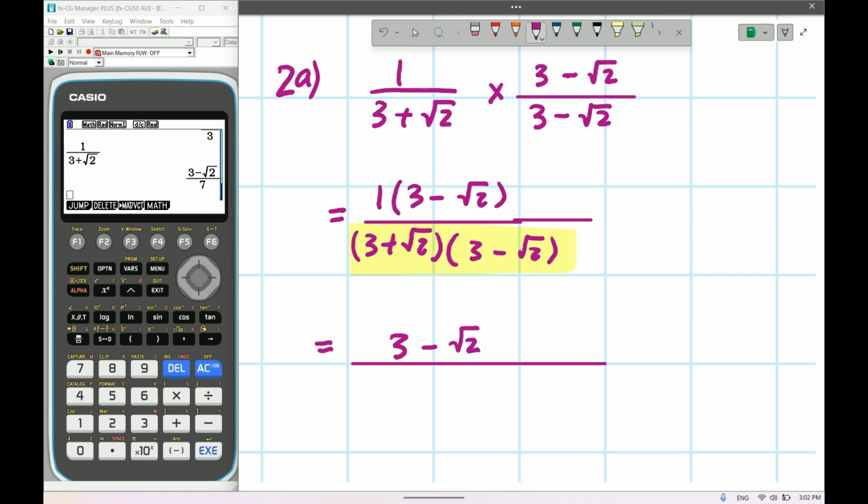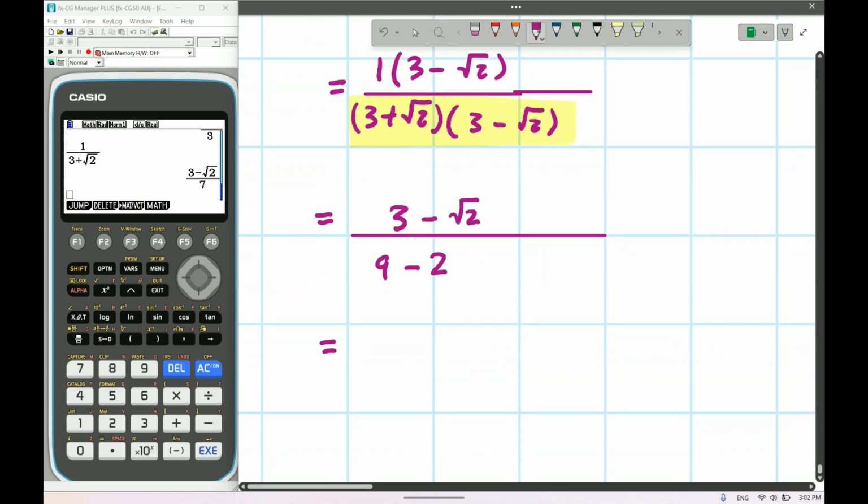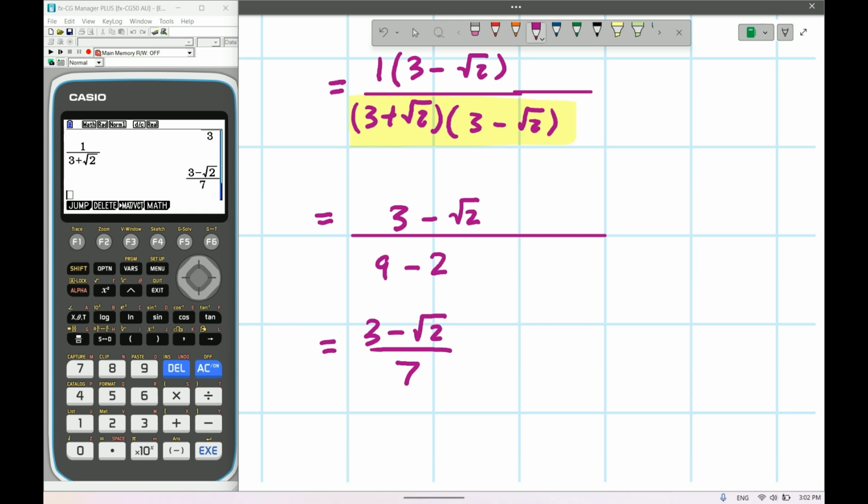what you notice is that there's two exactly the same things, but one's a plus and one's a minus. So we can expand this similarly to how we did question 5 from before. So this will become 3 times 3, which is 9. And then minus root 2 times root 2 will become 2. And so what we're left with is 3 minus root 2 over 7, which is the same kind of answer we get from the calculator.